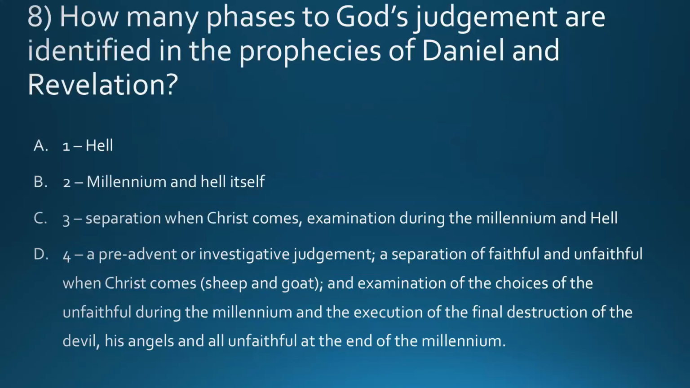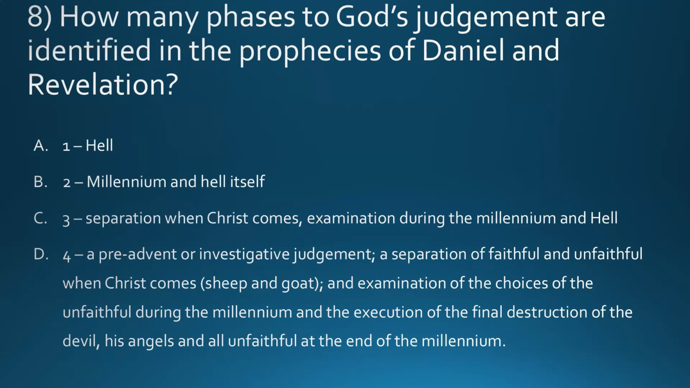How many phases to God's judgment are identified in the prophecies of Daniel and the Revelation? So take this one carefully. How many phases to God's judgment are identified in the prophecies of Daniel and Revelation? Is it one phase only and that is hell? Is it two phases? A millennium and hell itself? Is it three phases? Separation when Christ comes, examination during the millennium and then hell?